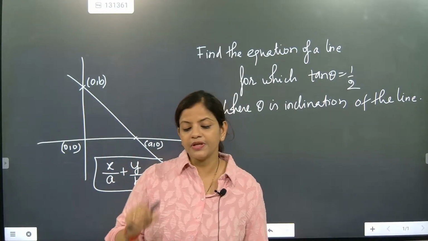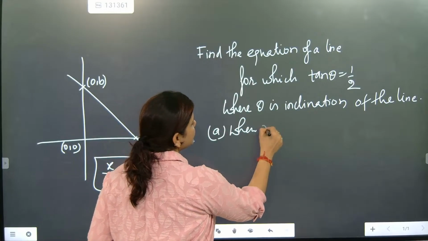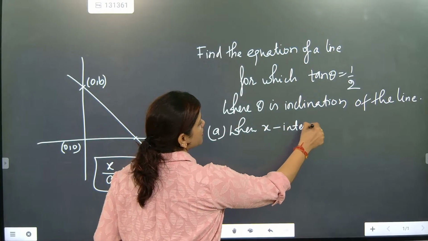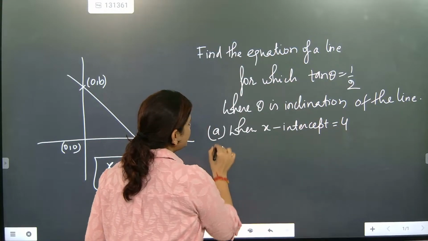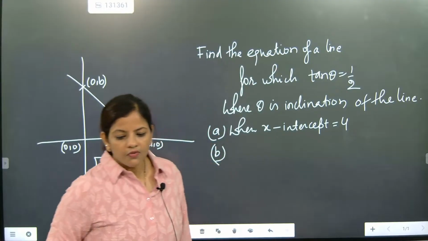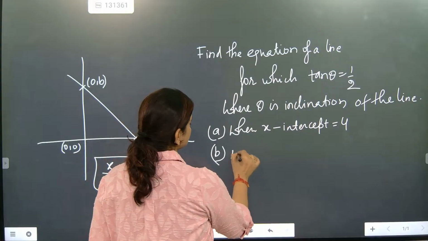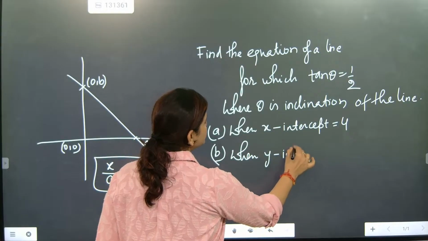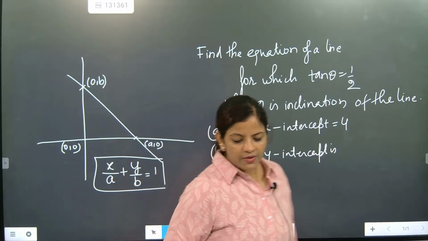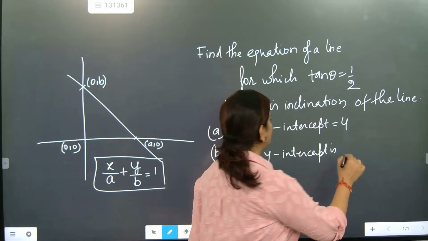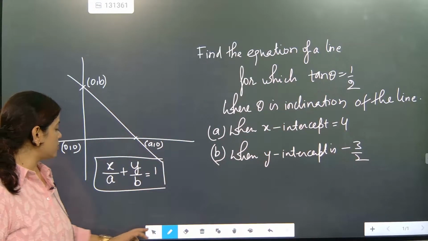First part, when x-intercept is equal to 4. Second part, when y-intercept is minus 3 by 2. So these are exactly the questions. Can you start solving the question, please?